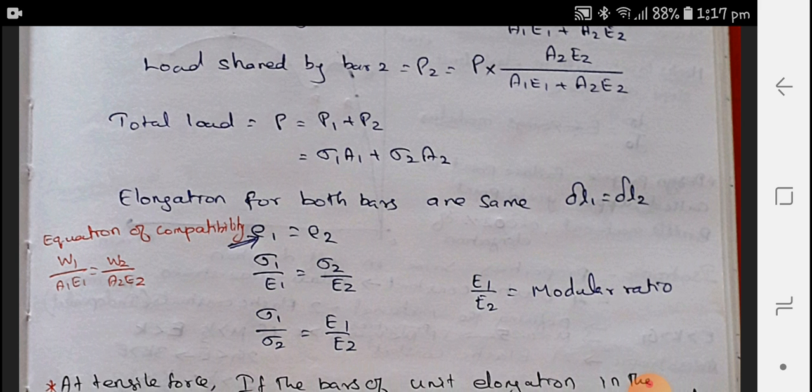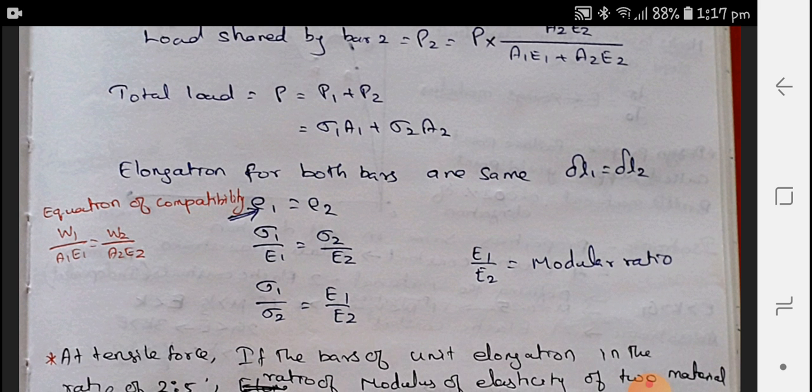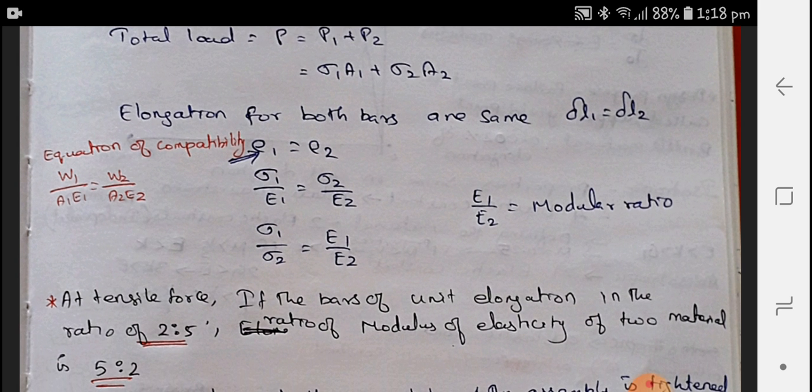Here I would like to insist that instead of strain, we know that stress is directly proportional to strain according to Hooke's law, and the proportionality constant is the Young's modulus. Since stress is equal to Young's modulus into strain, strain is equal to stress by Young's modulus. For material 1, stress by Young's modulus, and material 2, stress by Young's modulus. We just rearrange the equation: the stresses are on one side and the Young's moduli on the other side. Here, sigma 1 by sigma 2 is equal to E1 by E2. You should notice that E1 by E2 is called the modular ratio. If you are asked what is meant by modular ratio, you can say it is E1 by E2.